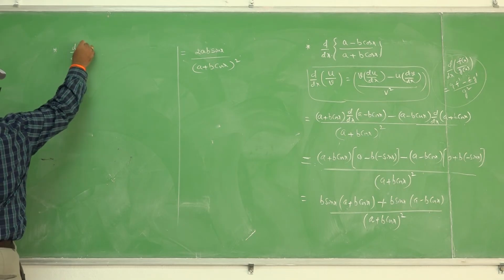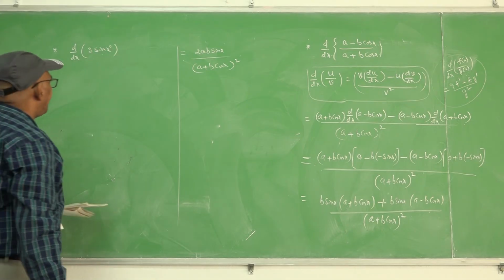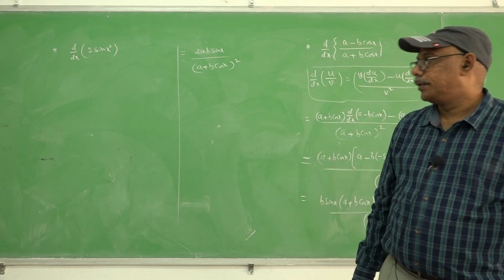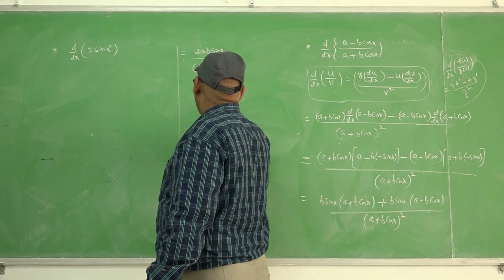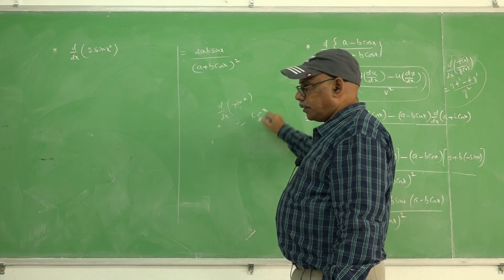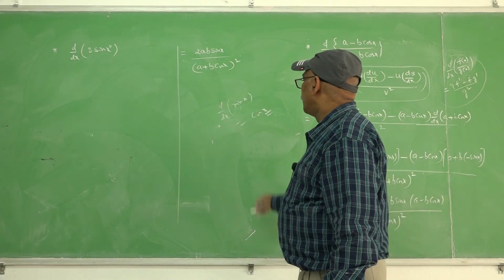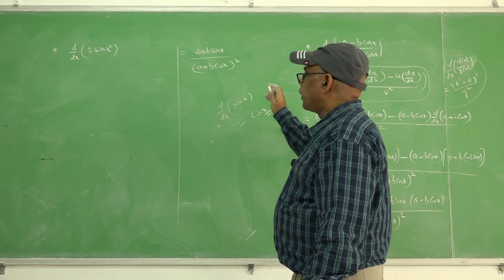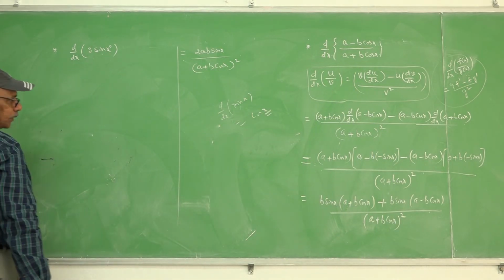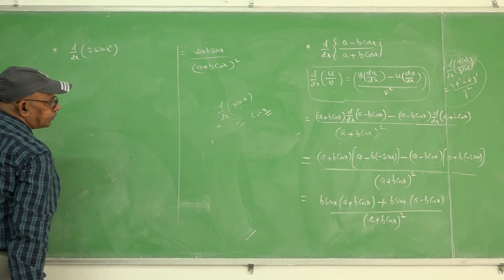Find d by dx of 3 sin of x degrees. Usually the derivative of sin x is cos x, but this is valid only when x is measured in radians, not degrees. Here the angle is given in degrees, not radians. So, convert the degrees to radians, then apply the derivative.